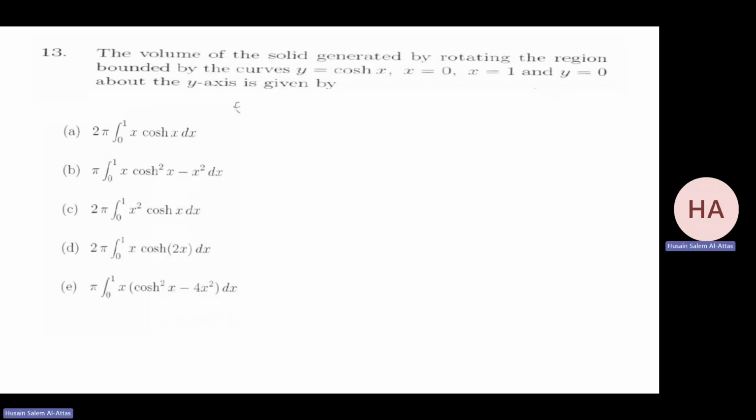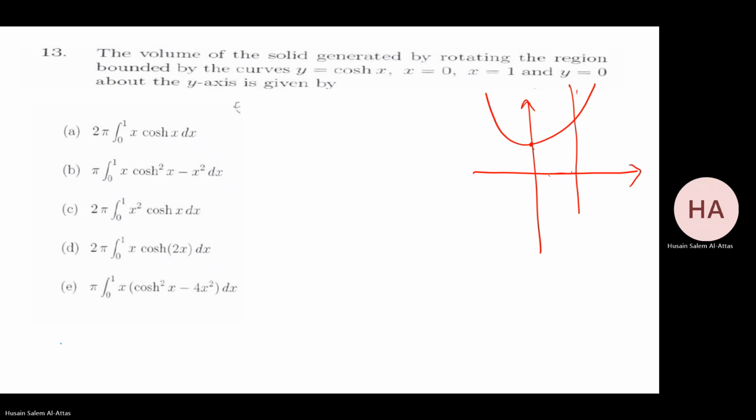Okay. The volume that's generated by revolving the region, cosine hyperbolic. I know how to graph it. This is cosine hyperbolic x, 1 is like the graph. Okay. x equal 0, x equal 1, y equal 0, which is the x-axis. So I'm talking about this region. This is the region.